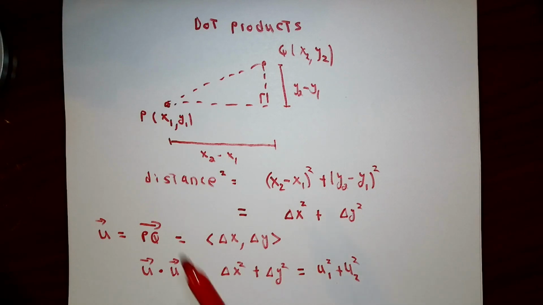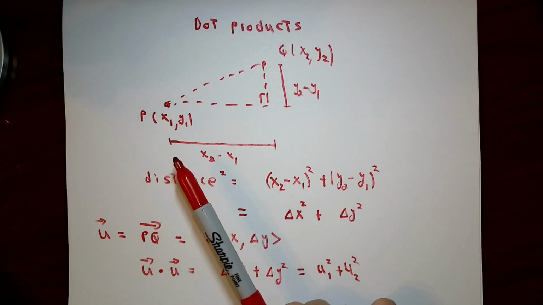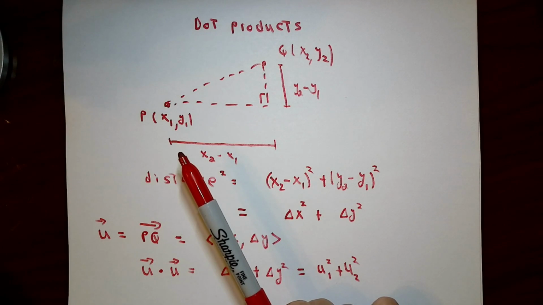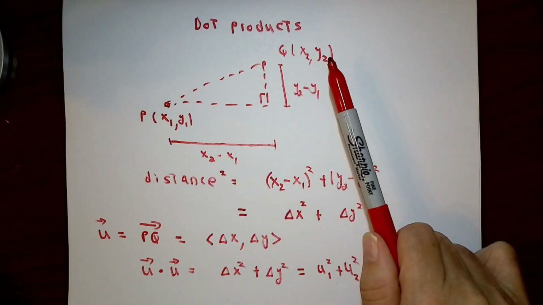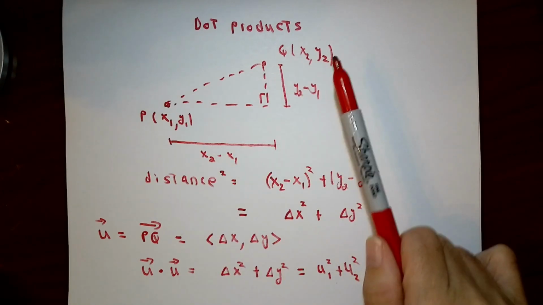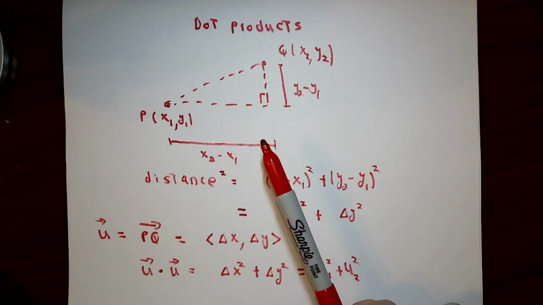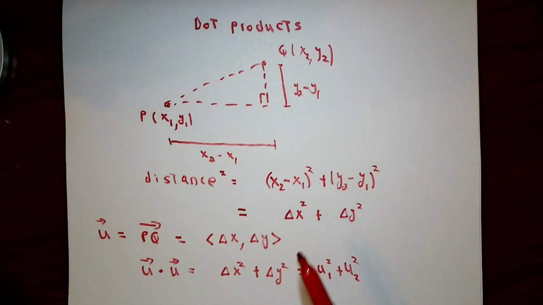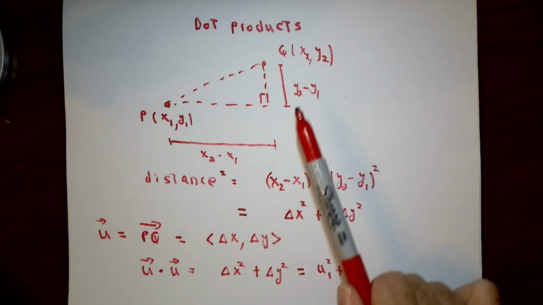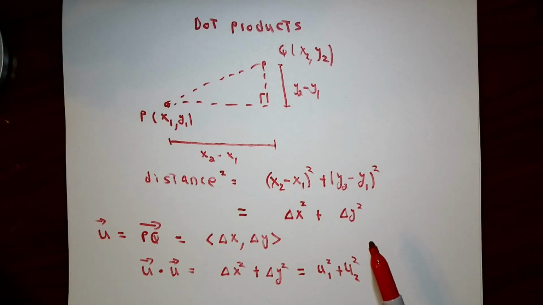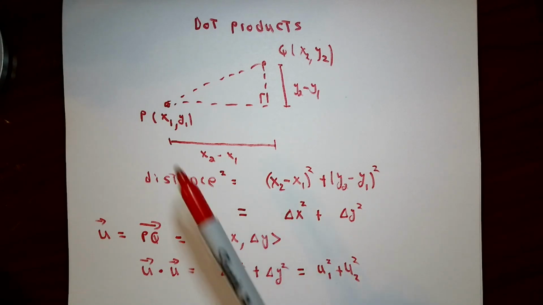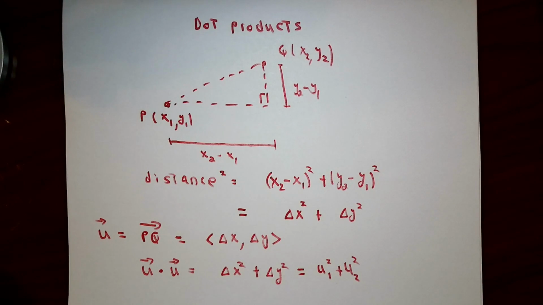If I have a point P in the plane, I'll think of its coordinates as being x1 and y1. Q will have coordinates x2 and y2. The distance across the bottom, x2 minus x1, will also be known as delta x, and y2 minus y1 will also be known as delta y.